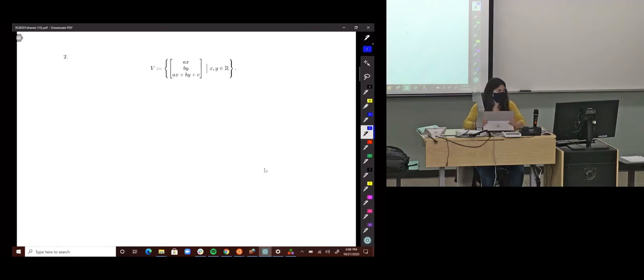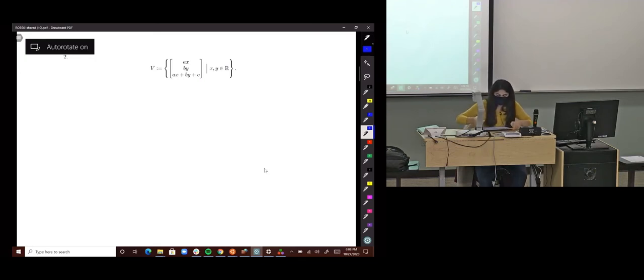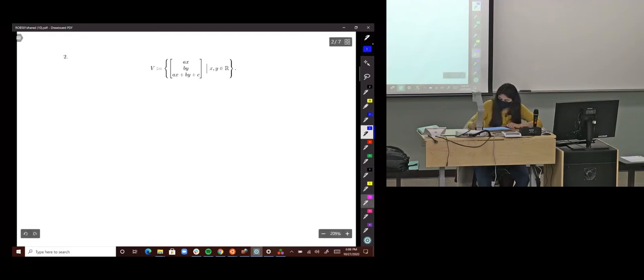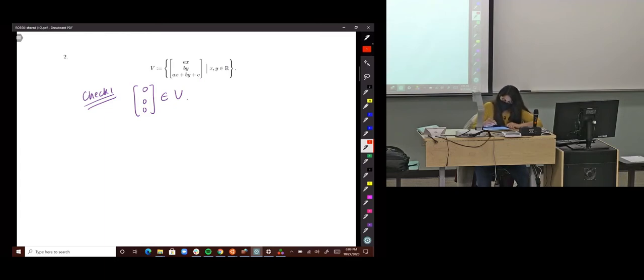Suppose V is a subset of R3 and V is given as (ax, by, ax plus by plus c). For this to be a subspace, we have to find conditions. For the first check, I will see if (0, 0, 0) belongs in V. So does (0, 0, 0) belong in V?